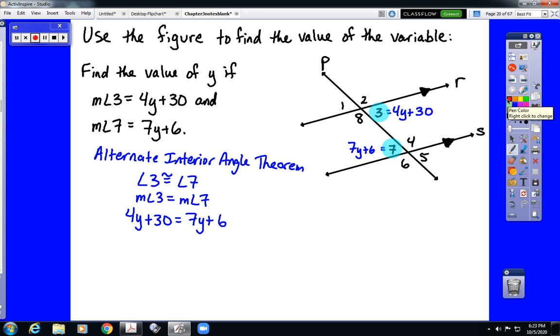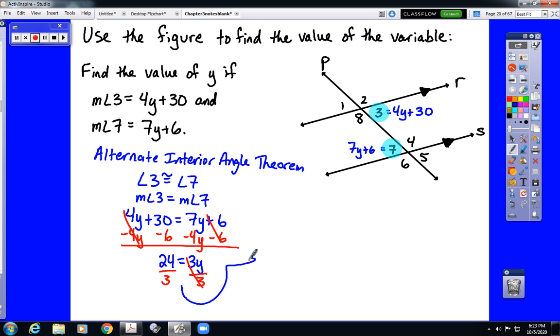So we go in here and we say, all right, we need to move the y to one side, so we're going to subtract 4y from each side. While we're at it, we'll go ahead and move the 6 by subtracting 6 from each side. That gives us 24 equals 3y. Then divide by 3, and that gives us our y value as 8. Y is 8. Done.